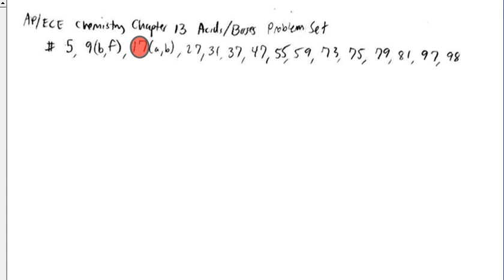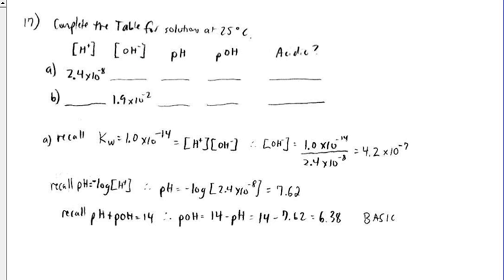Check out problem 17, parts A and B. In problem 17, look at part A first, just specifically. You're given the hydrogen ion concentration. You're asked to find out what the hydroxide concentration would be, the pH, the pOH, and then decide whether it's acidic or not.